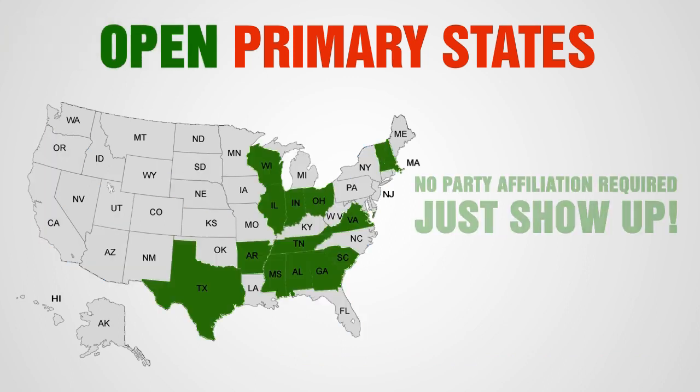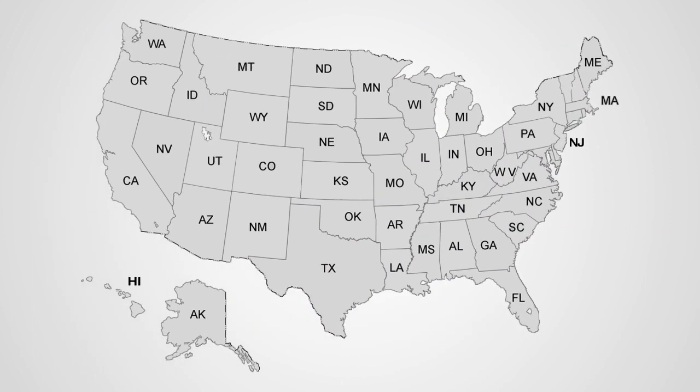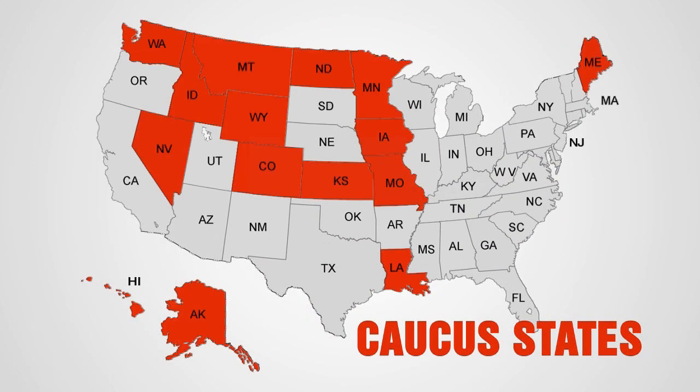If you live in one of these other primary states, you do not have to worry about party affiliation, as these are either open or blanket primaries. In other words, just show up. Now let's look at the caucus states. If you live in one of these states, you're in a caucus state.